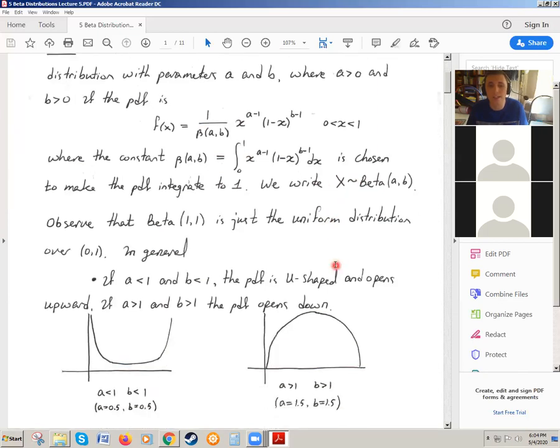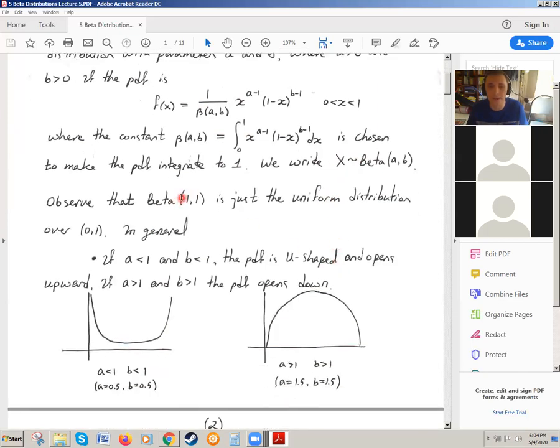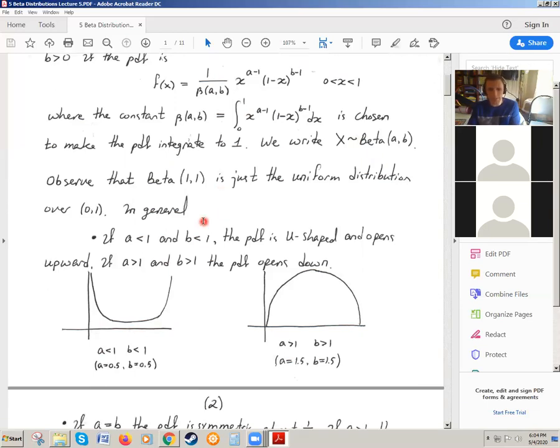So here's what happens if I set a equal to 1 and b equal to 1. Then of course you can see that this will be 0, this will be 0. So this is just 1. So if a equals 1 and b equals 1, beta(1, 1) is simply the uniform distribution over the interval 0 to 1. And there is a guideline for how to roughly imagine the shape of the distribution.